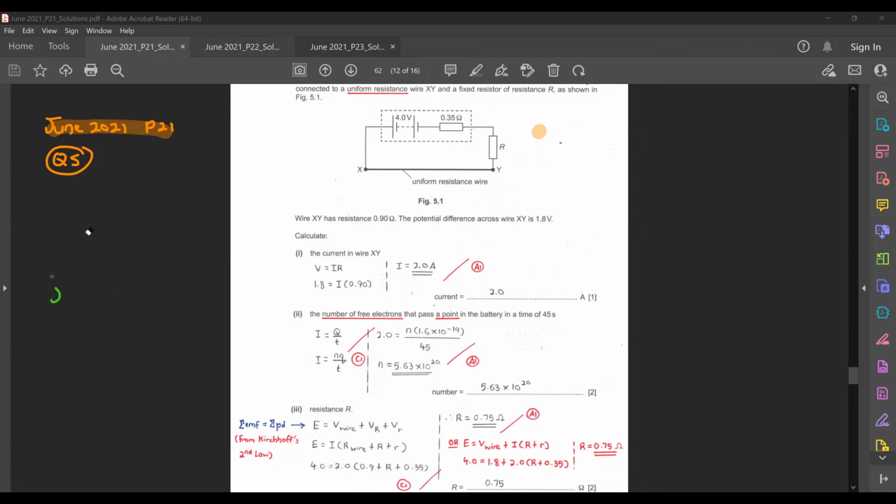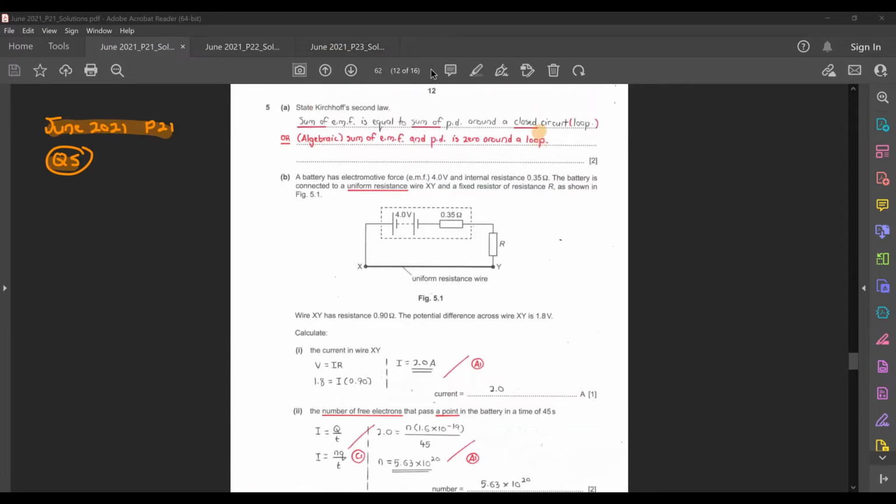Let's just go through the remaining question from June 2021 P21 first. Okay, so if you look at question 5 from June 2021 P21, state Kirchhoff's second law. Kirchhoff's second law is just you saying the sum of EMF is equal to the sum of PD around a closed circuit loop. Okay, this one is worth 2 marks.